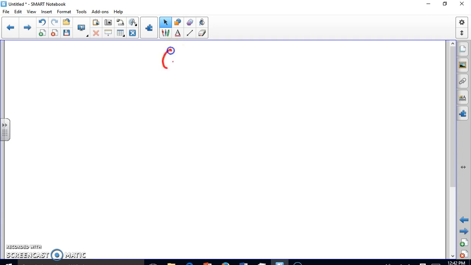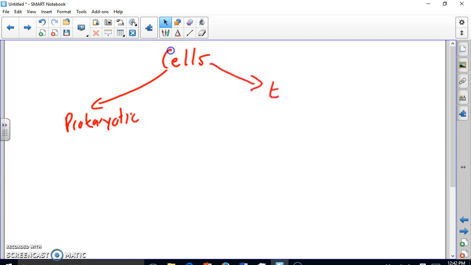So at the top of the chart, we're going to put cells. And there are two main types of cells. We have prokaryotic cells, which we talked about Friday. And then we have eukaryotic cells. I can't spell. Alright, now, the difference between prokaryotic and eukaryotic cells is what we want this chart to show.